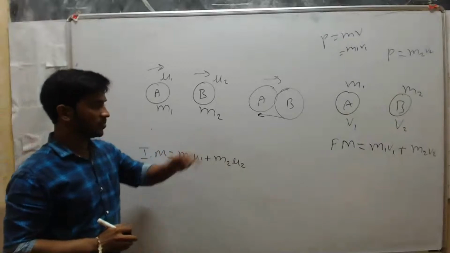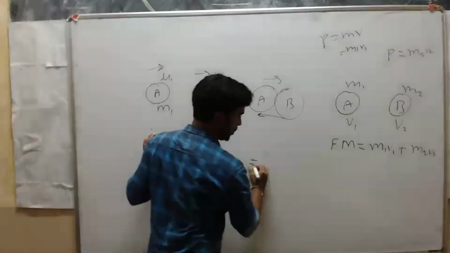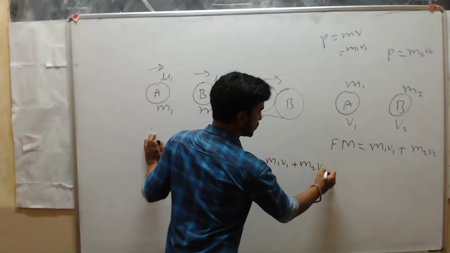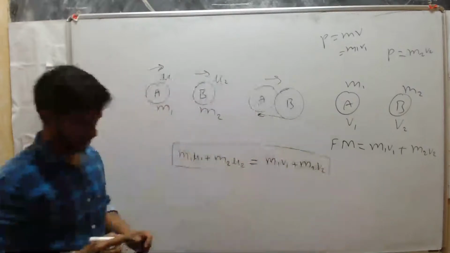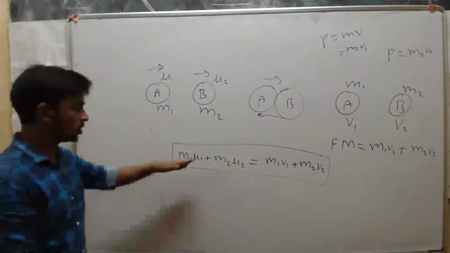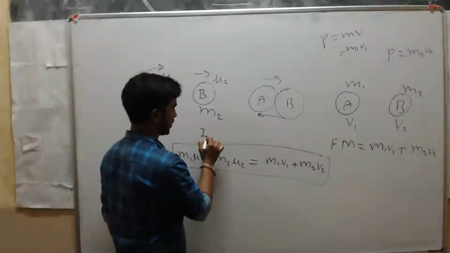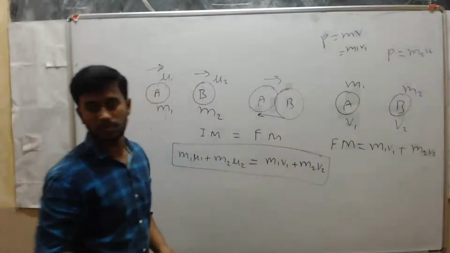Clear? Now the statement says that this initial momentum is equal to the final momentum. That is M1 U1 plus M2 U2, which is equal to M1 V1 plus M2 V2. So now our work is to prove that the initial momentum is equal to the final momentum. Mathematically we should prove this.